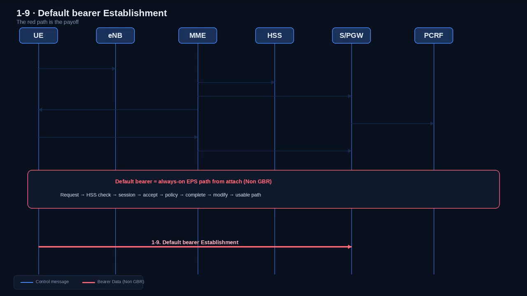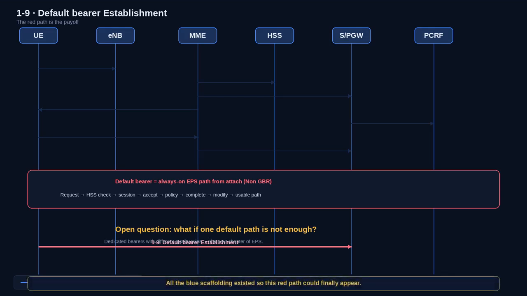I'll leave you with one open question the same style of reasoning can attack next. What additional steps would be needed if this one default path were not enough? If an application needed a dedicated bearer with different quality rules on top of the default? That question is how attach grows into the rest of EPS bearer management.